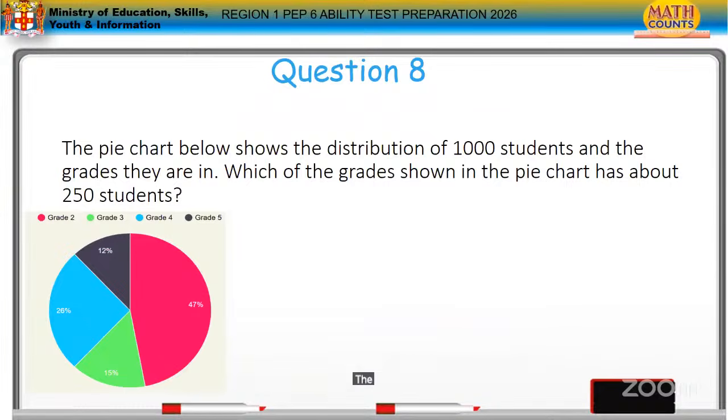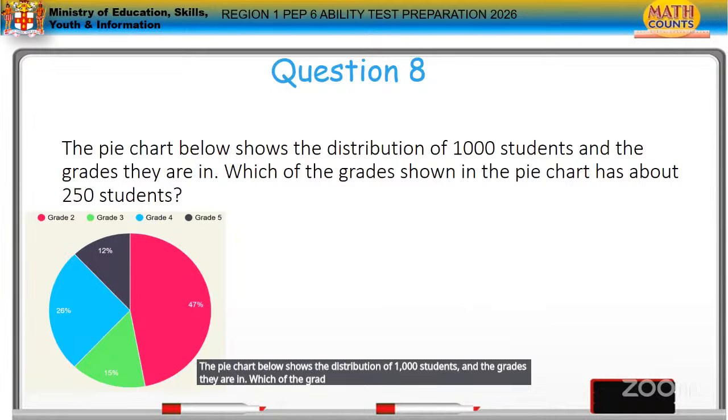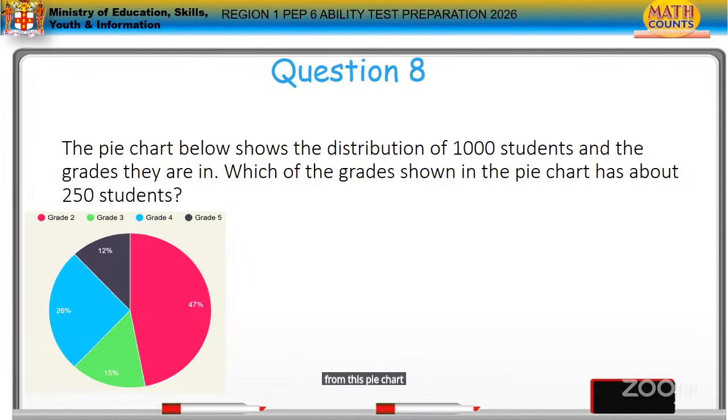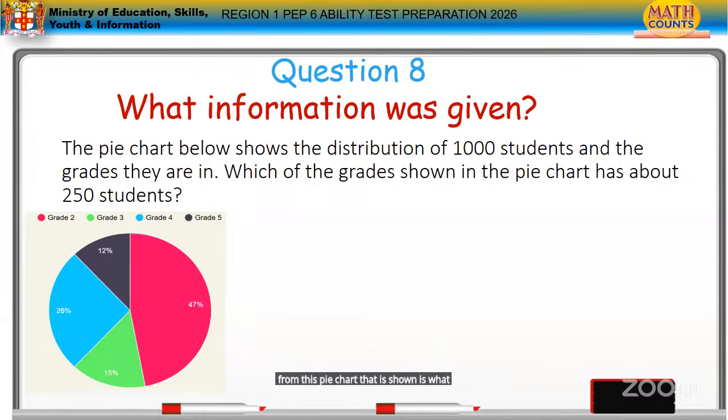The pie chart below shows the distribution of 1,000 students and the grades they are in. Which of the grades shown in the pie chart has about 250 students? The first thing you want to ask yourself from this pie chart is what information is given. Quickly look at it and tell me anything that you have noticed.